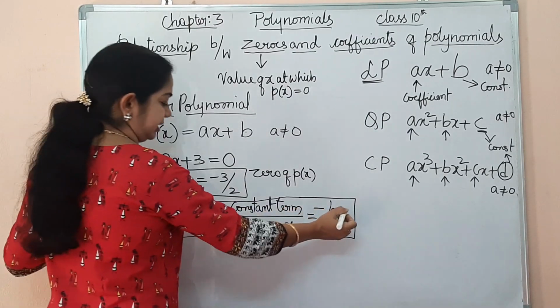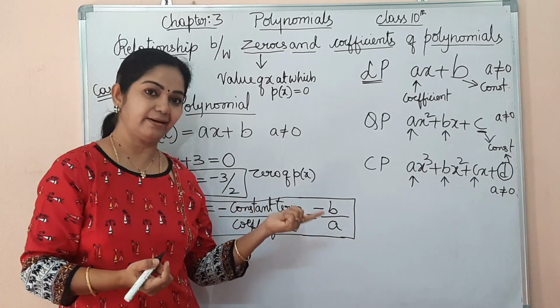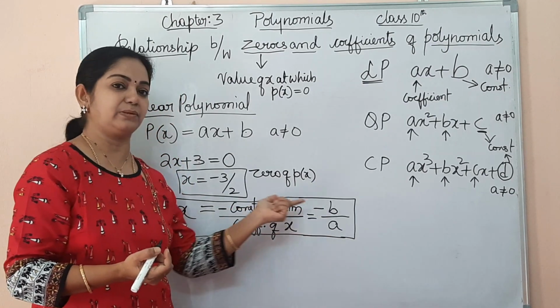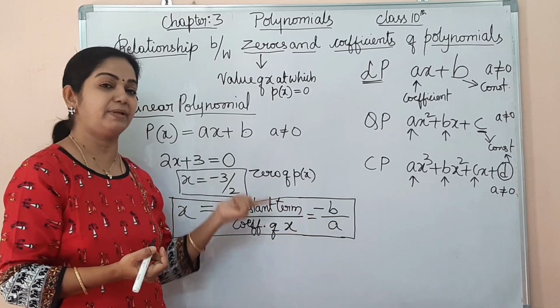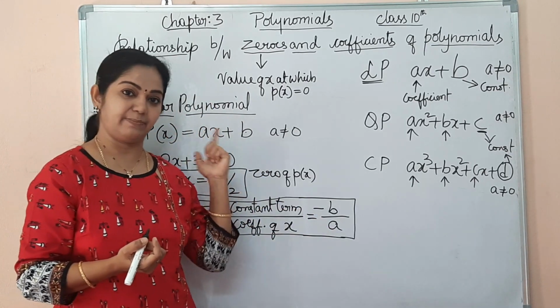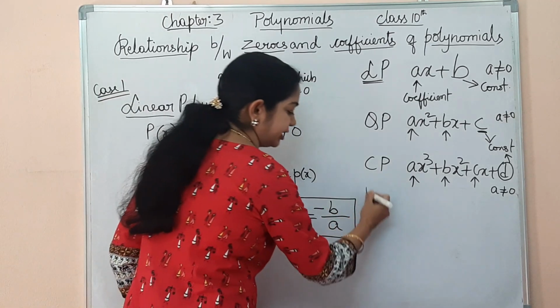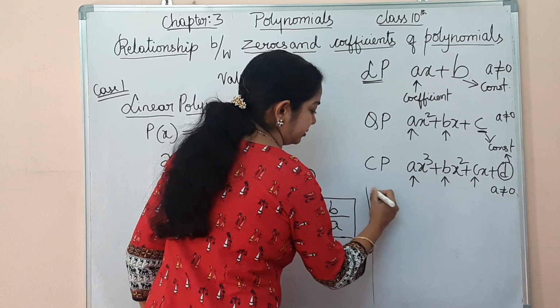So you may ask me, is this relationship between the zeros and the coefficients applicable for all linear polynomials? Yes, it is applicable for all linear polynomials. I'll be explaining one variation. Okay, let me take one.